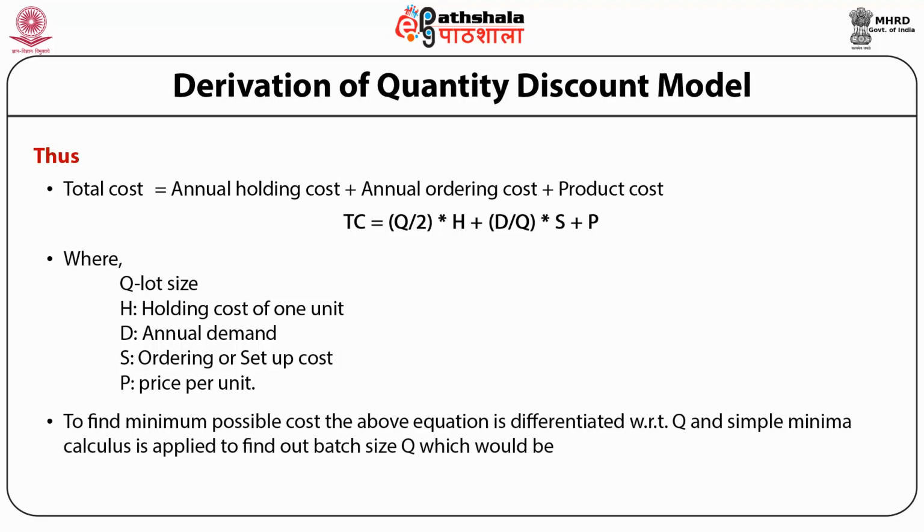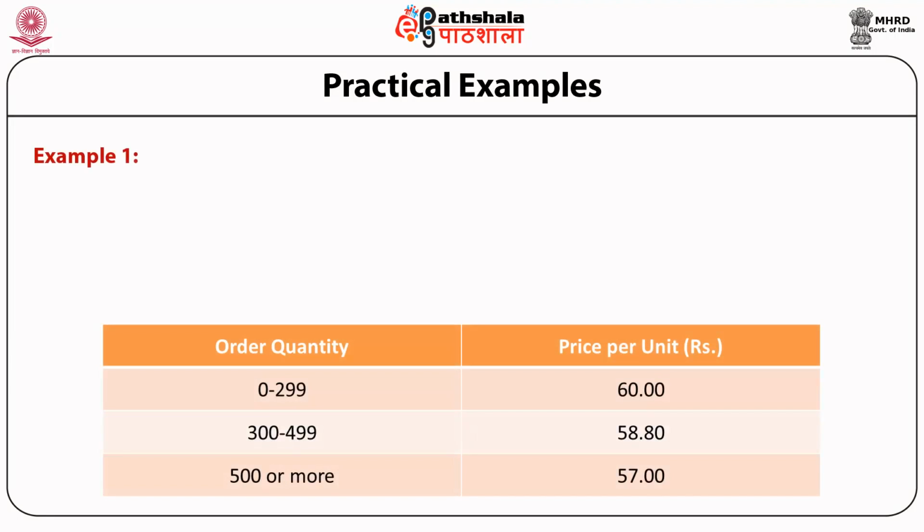To find the minimum possible cost, the above equation is differentiated with respect to Q and simple minima calculus is applied to find the batch size Q, which would be Q equal to root of 2DS upon H. This formula of Q would provide the manager the most optimum batch size that should be ordered with minimum total annual cost. Practical examples. Example 1.